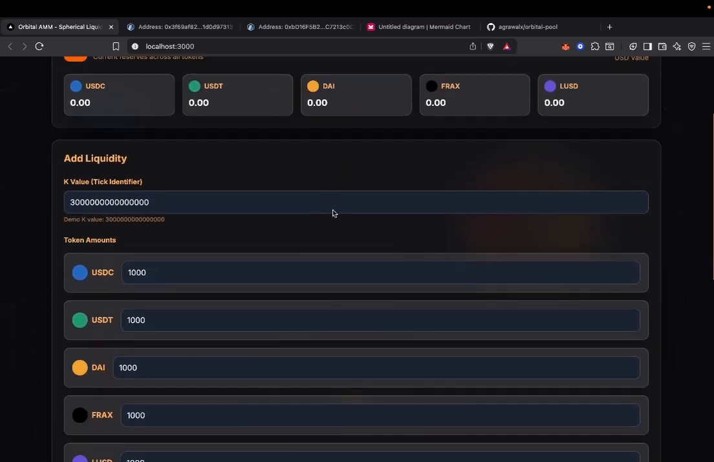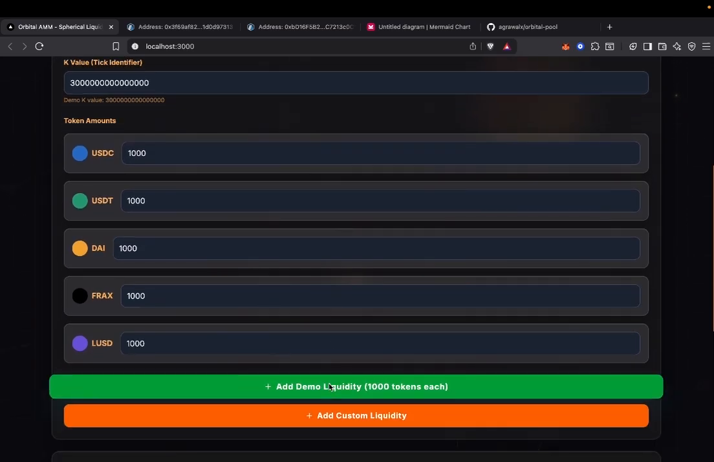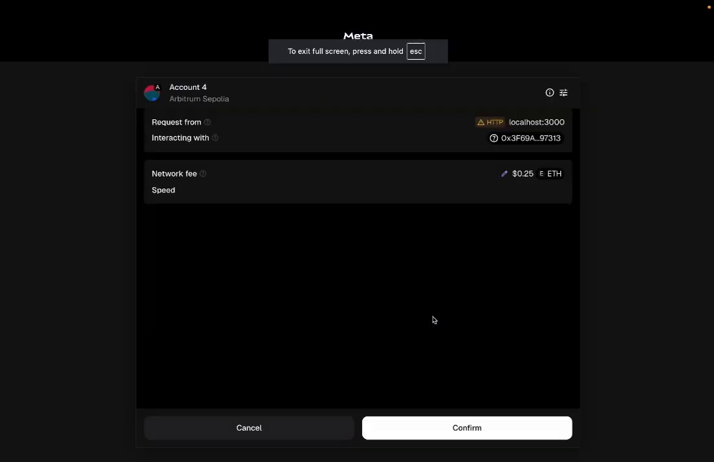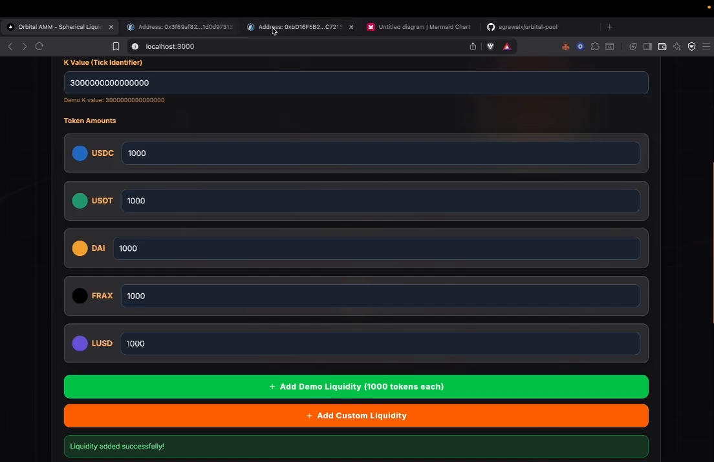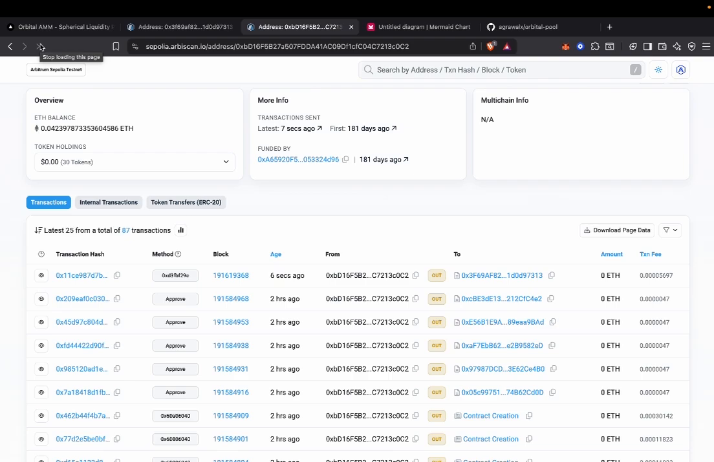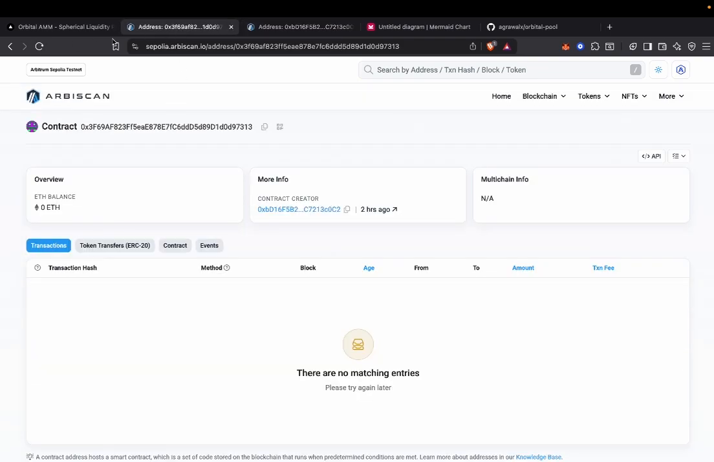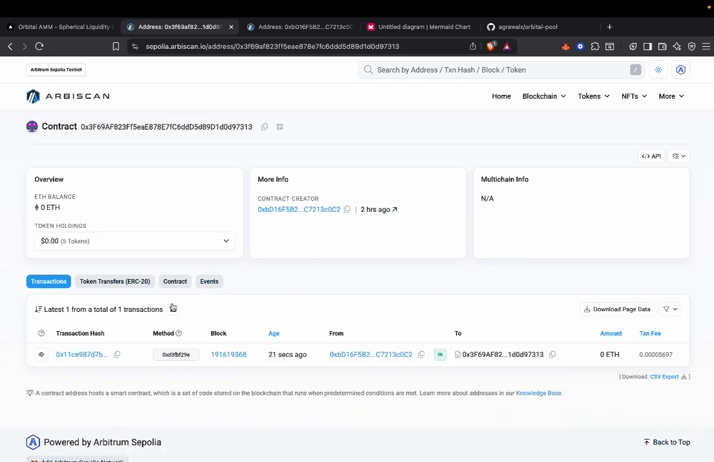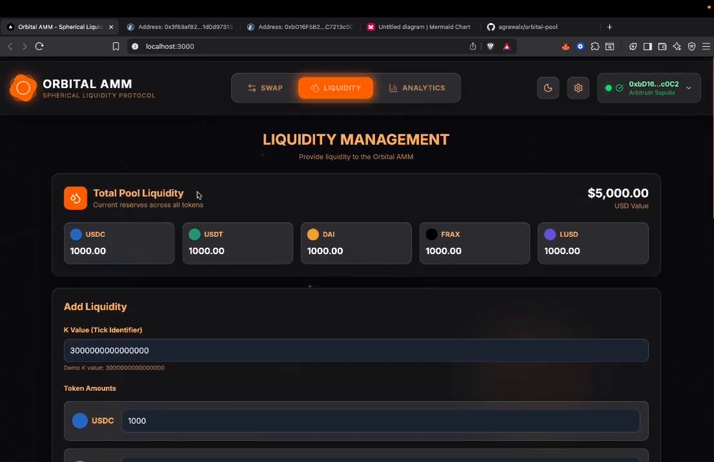Let's add some liquidity. We're adding 1,000 coins for each. Confirm, and we can see this on our explorer if we refresh. Just 6 seconds ago we got this transaction, so this is our transaction, this is the contract address, and you can see the transaction was executed. So let's go to the swap now.